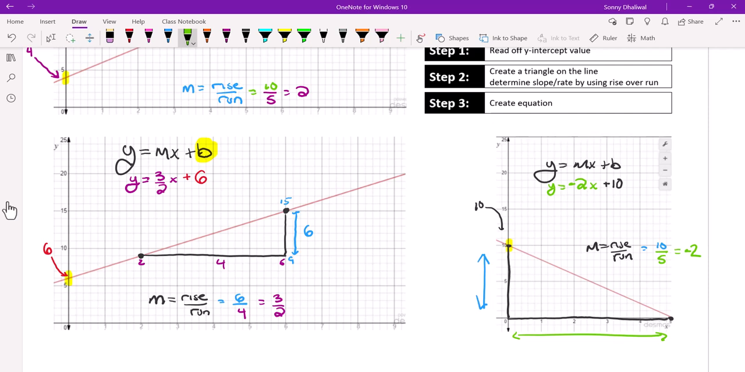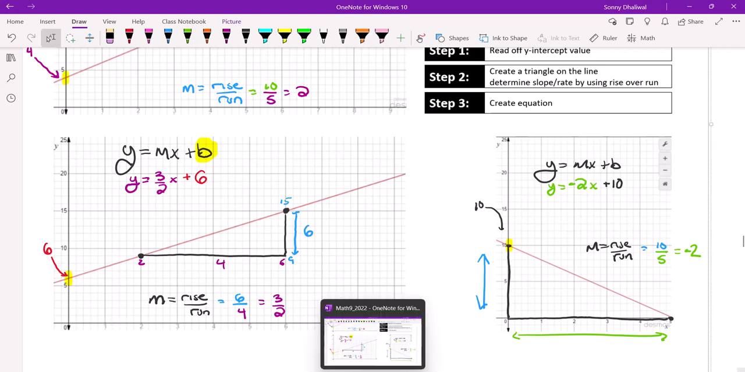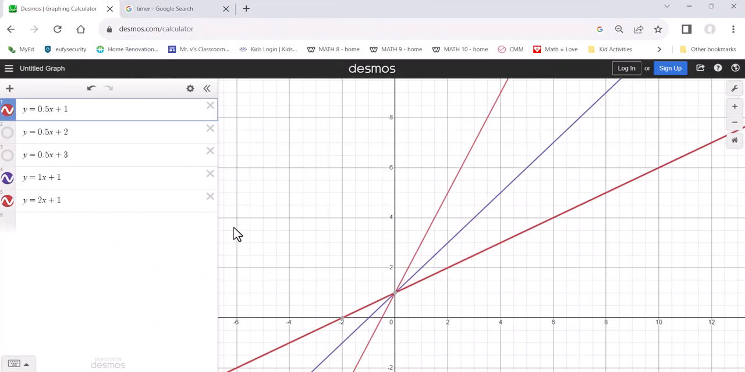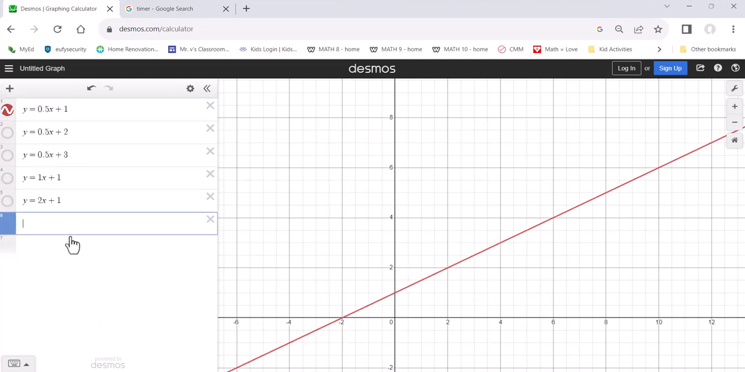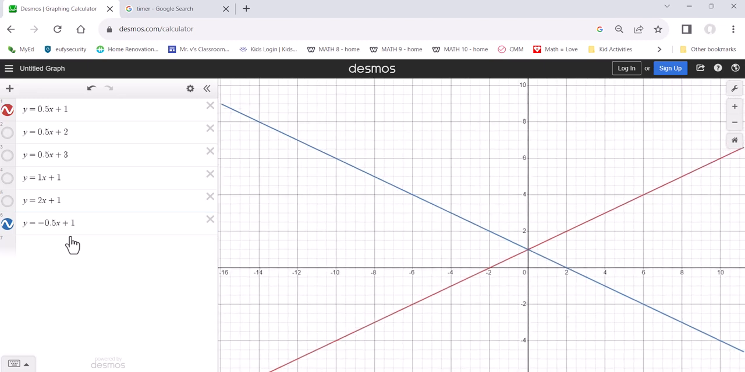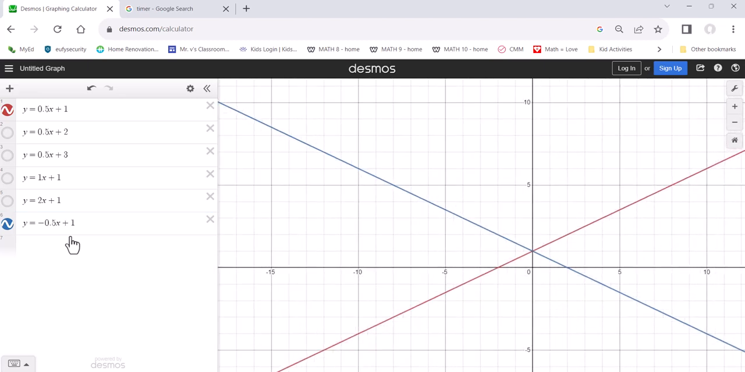Now if I go back to my graph here, and get rid of this, get rid of this, so it's the exact same line, I'll type y equals negative a half x plus 1. You'll see the exact same line with the exact same steepness, but pointing in the other direction. So positive slopes point up this way, negative slopes point down. That's something you need to keep in mind. All right, so stop right there.